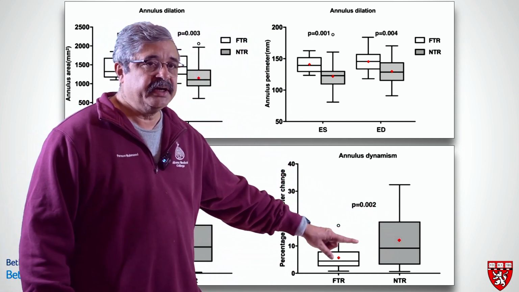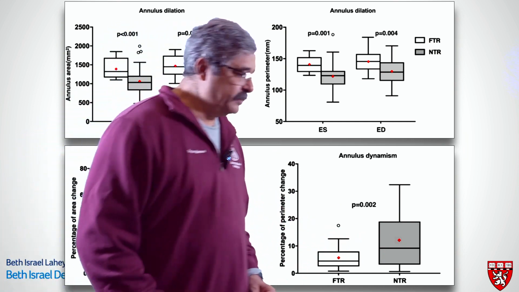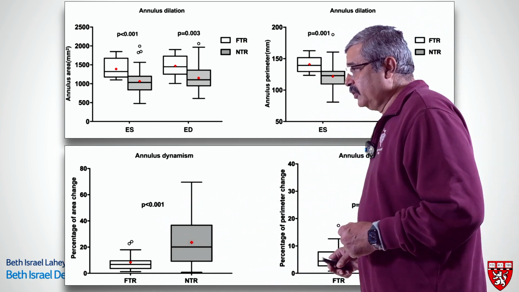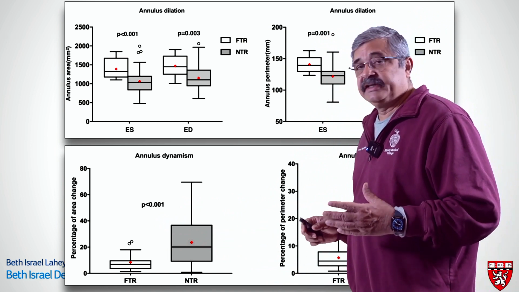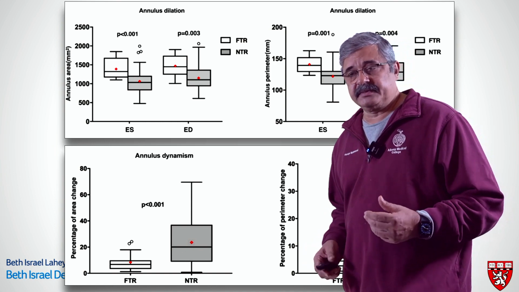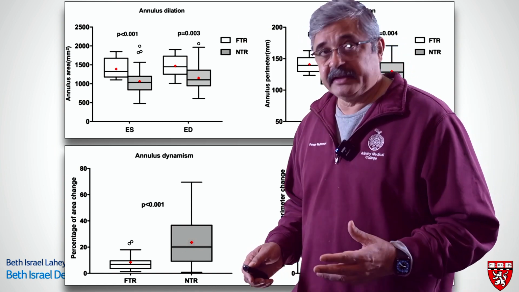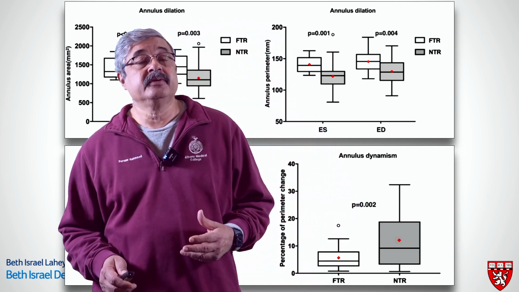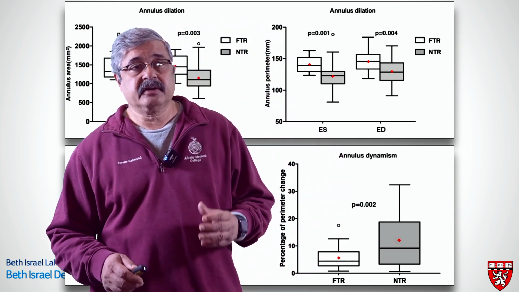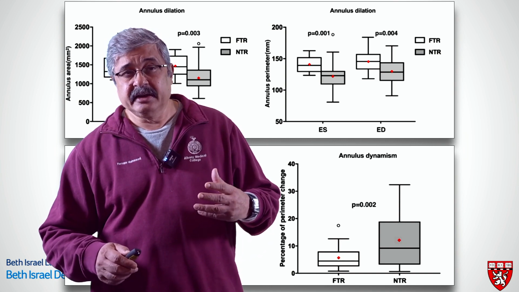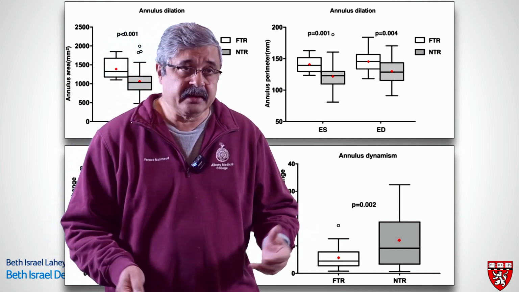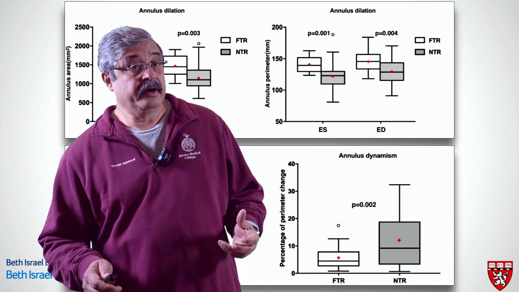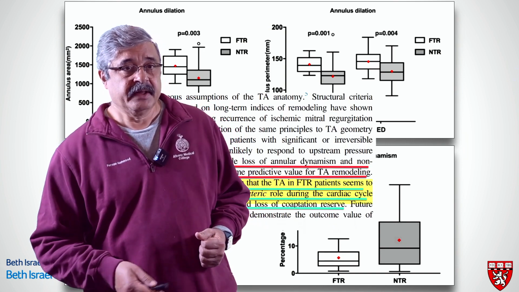In this case, the percentage change of area as well as the percentage change in diameter, the dynamism, was significantly less in patients with functional tricuspid regurgitation. So we tend to believe that in functional tricuspid regurgitation, the annular dynamism can be used as a marker or a metric of the changes in the remodeling of the tricuspid annulus, and can also be used as a surrogate marker of right ventricular remodeling as well.